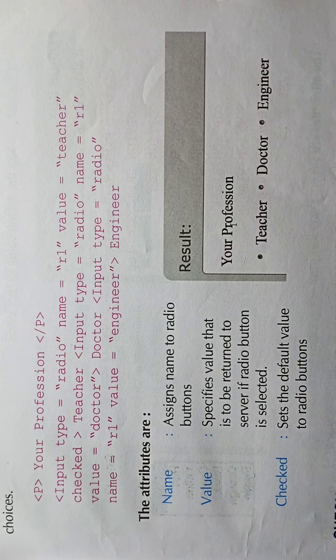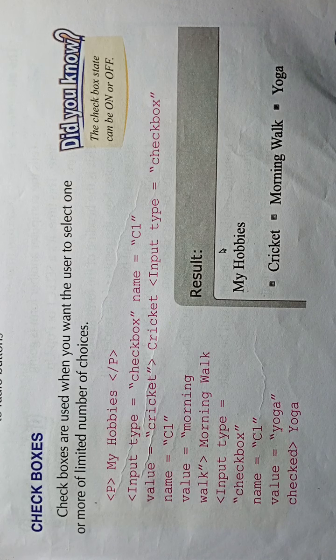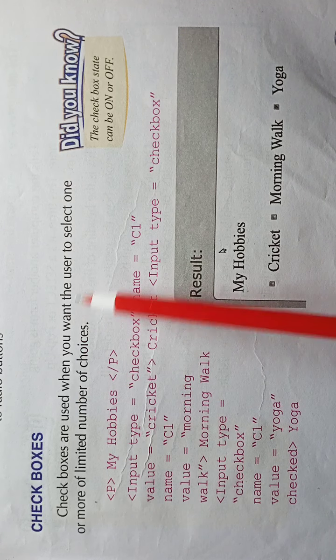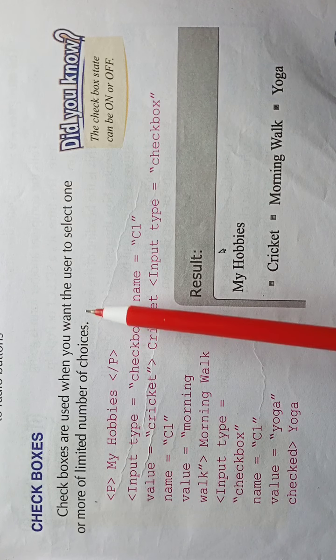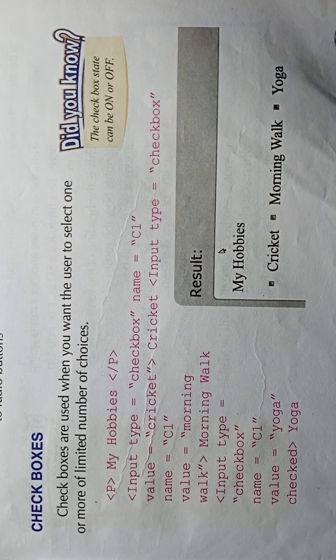Next we move ahead with the check boxes. These check boxes are also input buttons. What is the difference? Check boxes are used when you want the user to select one or more of a limited number of choices. It's an input button just like the radio buttons. But the difference is that here we can make the choice of more than one option. A radio button was allowing only the choice of one option, but here there are the choices of many options.